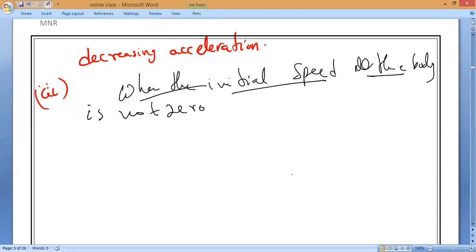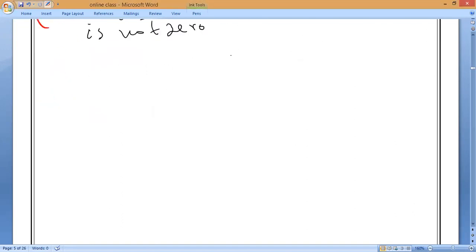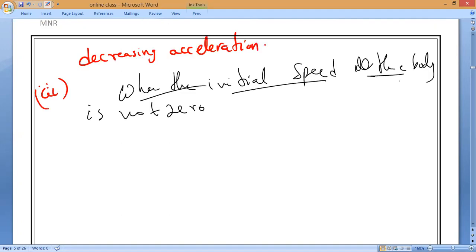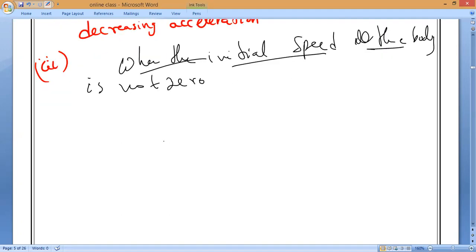So when the initial speed of the body is not 0, how will the graph come? You tell me. Already we know that the initial speed of the body is not 0. So will the graph start from 0 or some other place? No, sir. Sir, from the maximum speed. Yeah, maximum speed.